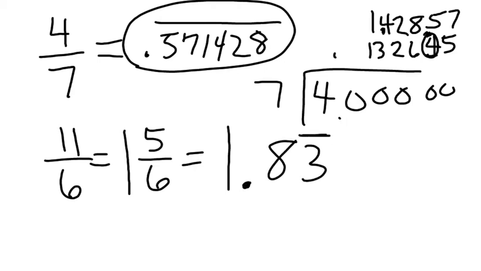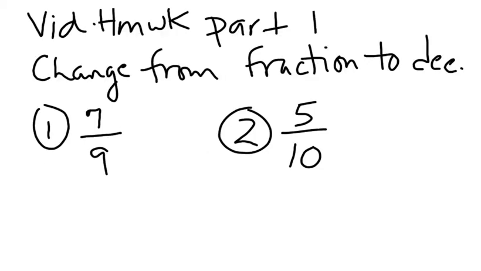If you didn't know what it was, you would have to put 5 in the box, divide by 6, add a decimal and some zeros, and find out it's 0.83 repeating. Here's your first part of video homework.